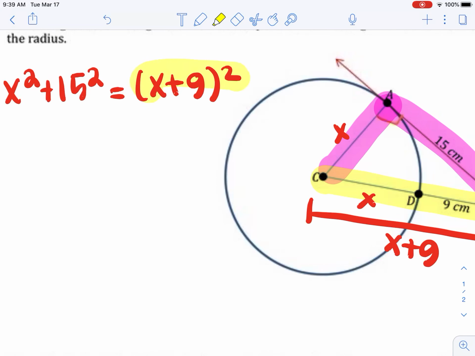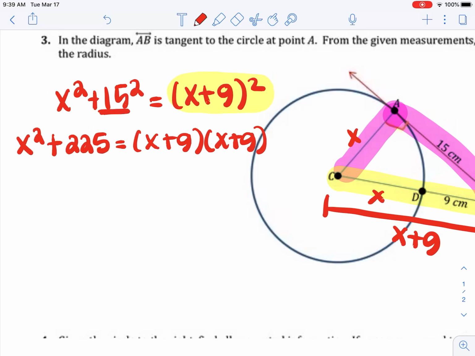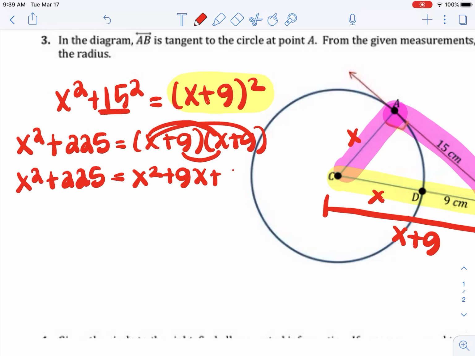Okay, so just like in chapter 7, now I have to expand this. Remember, x plus 9 squared means x plus 9 times x plus 9. So I'm going to expand this. I have x squared plus 15 squared, which is 225, is equal to, and then I'm going to write x plus 9 squared as x plus 9 times x plus 9. Hopefully you remember doing that. So now I have x squared plus 225 is equal to, and now I have to FOIL this or distribute. X times x is x squared. X times 9 is 9x. 9 times x is 9x. 9 times 9 is 81.